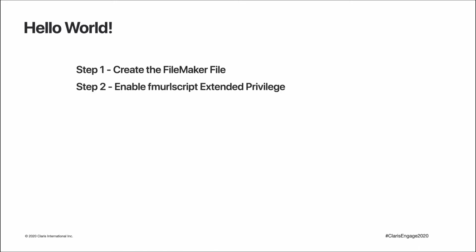We'll look at our Hello World example. So the first thing we'll need to do is create the FileMaker file, which will have one field and a script. Then we'll enable the FM URL script extended privilege on the account that gets logged in. So we'll enable that extended privilege. We'll write a script and enable shortcut donation for that script.